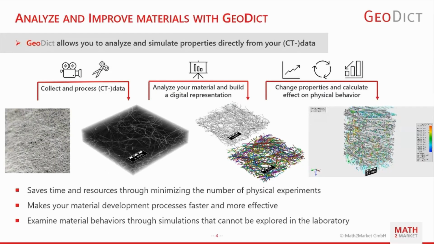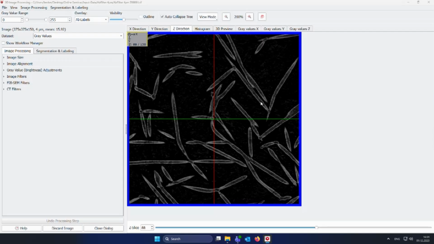The GeoDict workflow is usually like this. You collect data from a microCT or another imaging device and load it into GeoDict. You apply image processing to segment the data into a structure model. You can then run simulations directly on this model. Plus, you can generate a digital twin and apply simulations to the actual part and digital twin variations to better understand the material performance. Let me illustrate this workflow in our software.